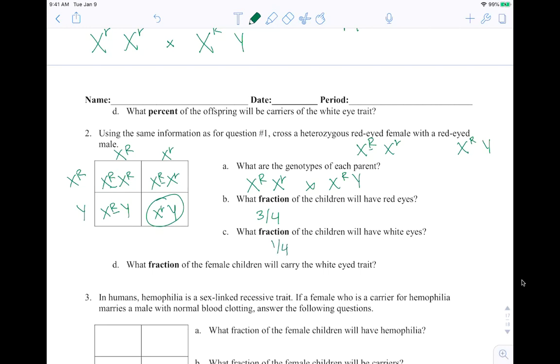Okay, what fraction of the female children will carry the white-eyed trait? This one right here, because she has this white-eyed trait right here. So it is 1 out of the 2 possible females. A lot of you probably would have put 25%, but that is 50%. That is 1/2. Okay. So that's how your sex-linked traits work.